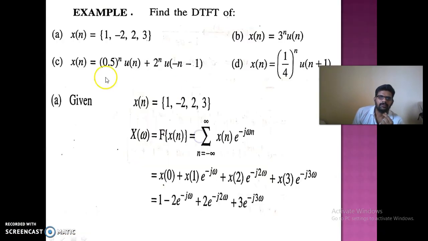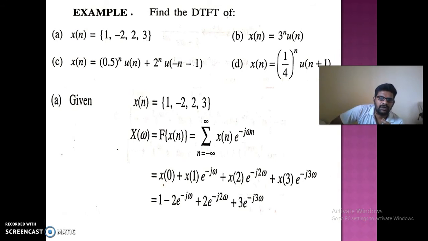Okay, so let us take this simple example x of n. I am taking 4 examples. x of n is equal to 1, minus 2, 2, 3, which is a bounded sequence, and x of n is equal to 3 power n u of n, an unbounded sequence, and x of n is equal to 0.5 power n u of n plus 2 power n u of n. This is also a bounded sequence. x of n is equal to 1 by 4 whole power n u of n plus 1, also a bounded sequence, which converges.